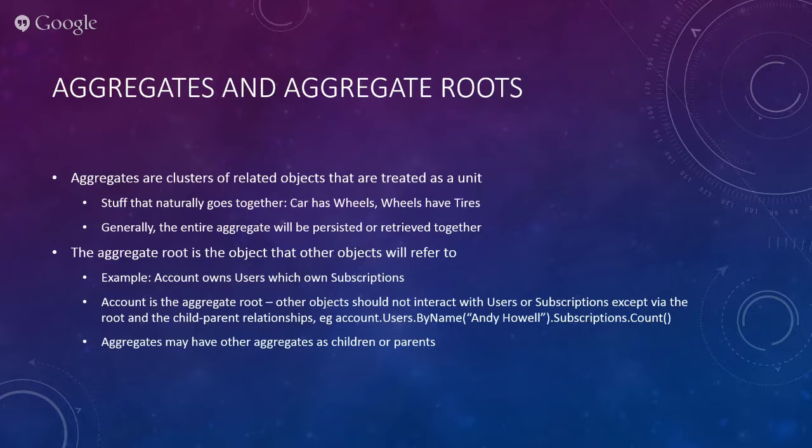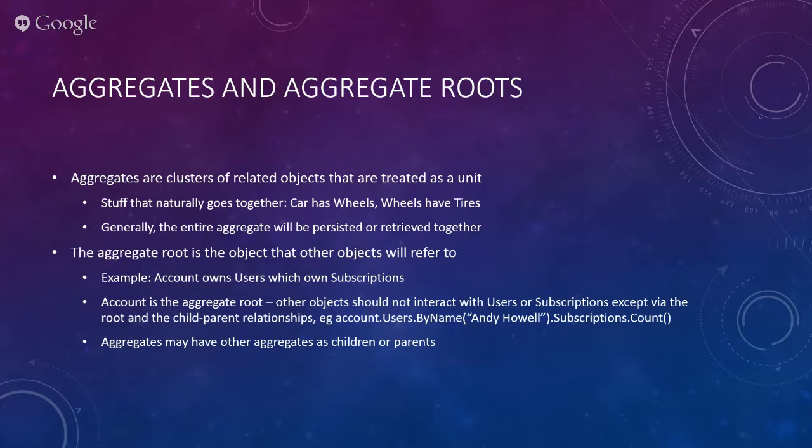Aggregates and aggregate roots. Okay, so aggregates in DDD are clusters of related objects that are treated as a unit. The canonical example is the car has wheels and wheels have tires. And that whole unit of car, wheels, and tires is an aggregate. Generally speaking, the aggregate would be persisted or retrieved together. So it's a set of things that generally stay together and are dealt with together. And the aggregate root is the object in that cluster that other objects will refer to. So it's like the starting point.